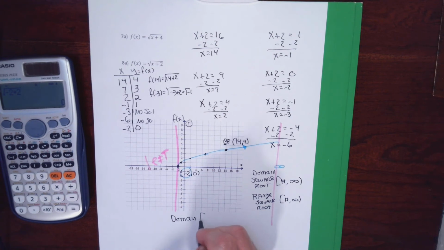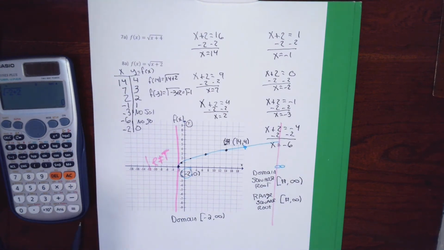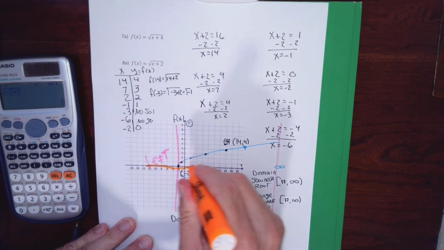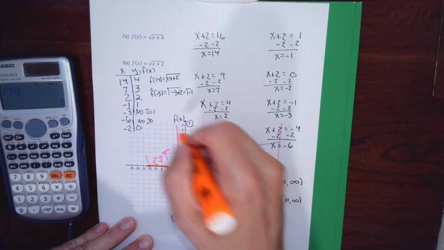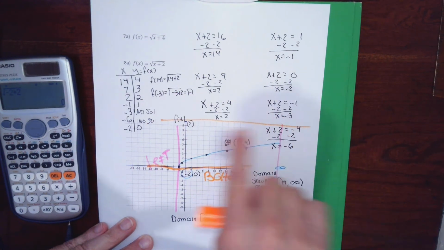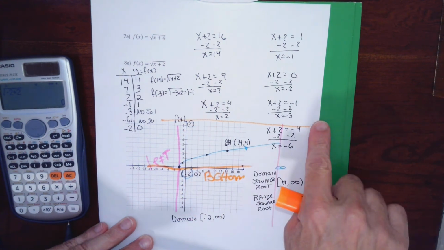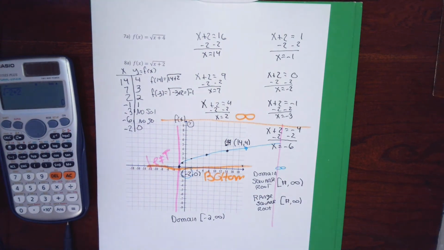So I'm going to say the domain is square bracket -2, comma, infinity. When I go to do my range, I need the bottom and the top. And this graph eventually gets up to any horizontal line that I would draw. It's eventually going to go beyond it. It's going to go to the top of the y-axis, which has a y-coordinate of infinity.